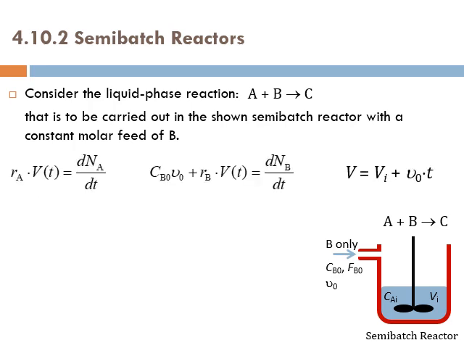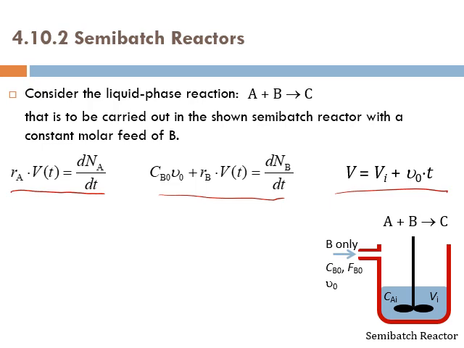Okay, so this is our system where this reaction occurs. A plus B gives C, and it's carried out in the shown semi-batch reactor with constant molar feed of B. We derived all of these differential equations: a mole balance for A, a mole balance for B, and a total mass balance.